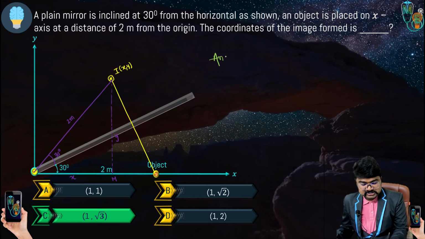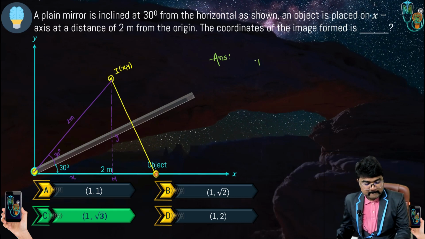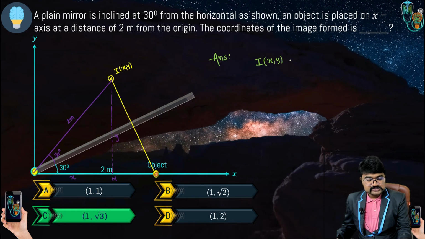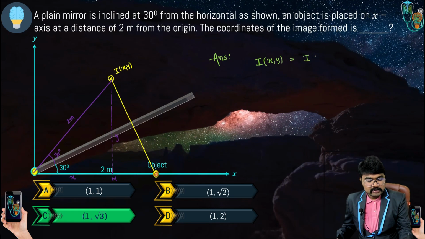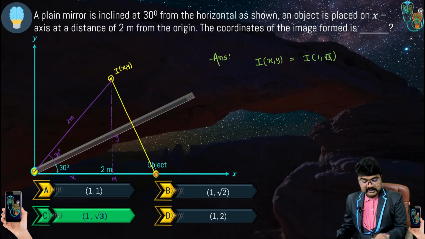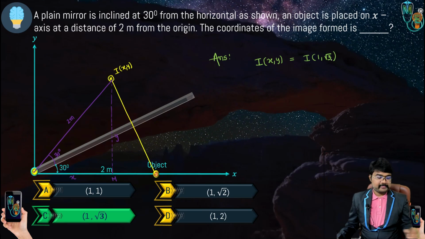The final answer to this question is I(x, y) equals I(1, root 3). Straight away you can write 2 cos 60 and 2 sin 60.